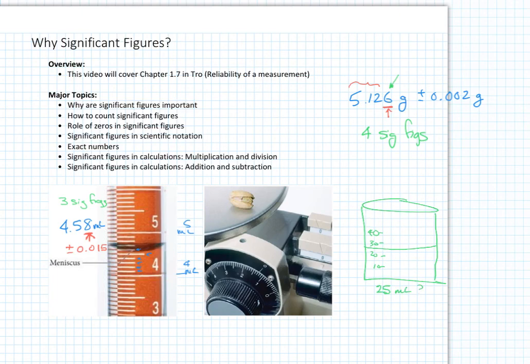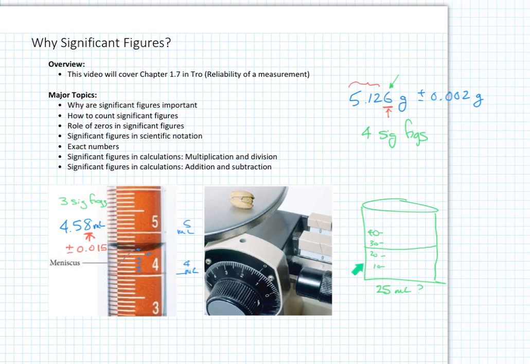25 milliliters. Okay, but you certainly can't say it's 25.1 milliliters or 25.4 milliliters because we only have markings to the 10 milliliter mark. So because these are only to the 10 milliliter mark, we certainly cannot say to the 10th place. So where this error ends up, here it's to the thousandths place, here it's to the hundredths place, here it's to the ones place, that tells you something about the instrument that you're using to measure this.